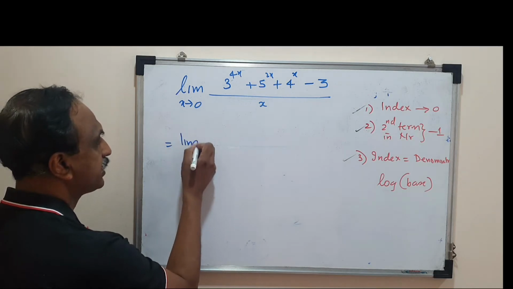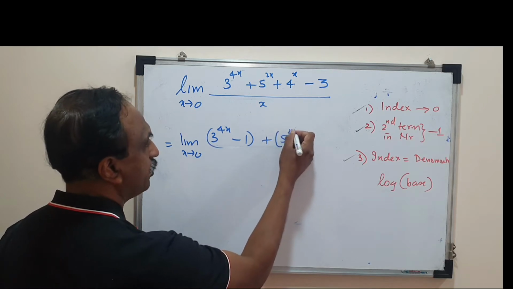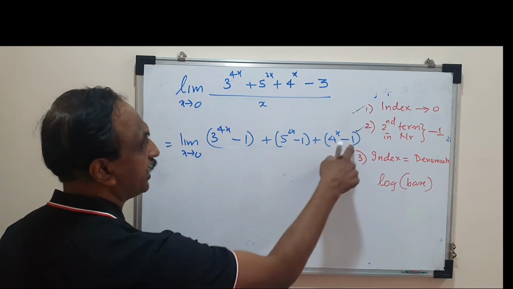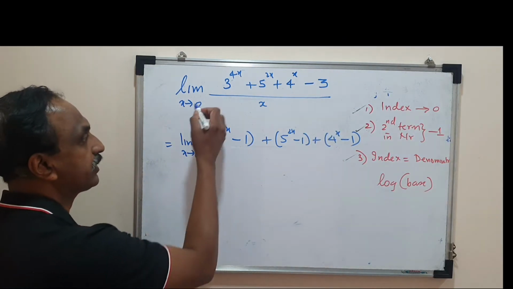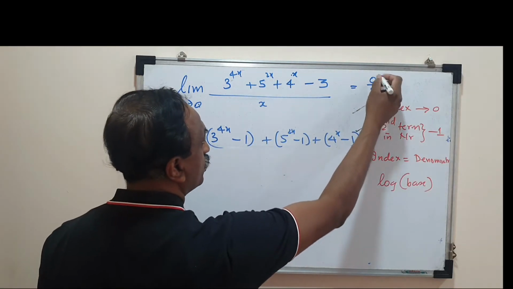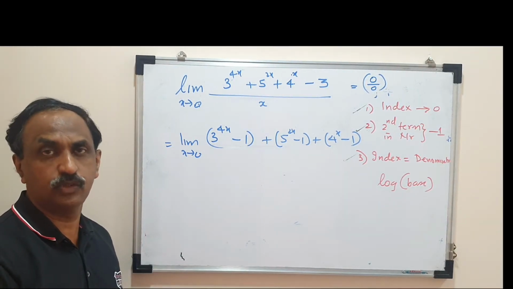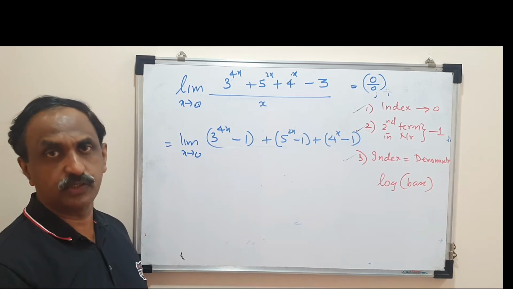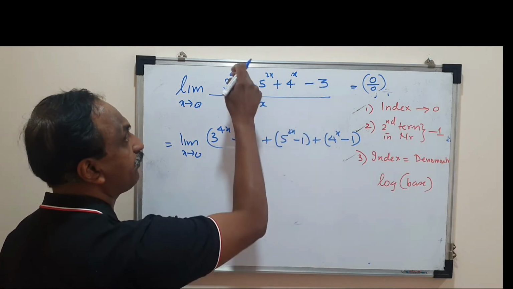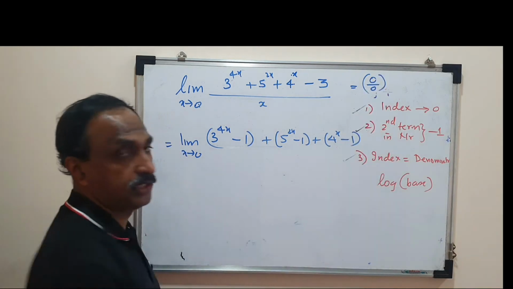For example, this can be written as 3 raised to 4x minus 1, 5 raised to 2x minus 1, 4 raised to x minus 1. How many minus 1? 1, 2, 3 and equal to minus 3. Because you know that when I replace x by 0, I should end up in 0 by 0. If it is not ending up 0 by 0, then we know directly the answer. If numerator alone is 0, answer is 0. If denominator alone is 0, answer is not defined. And if both are 0, then only we require the formula. So naturally, if there are three positive terms, this will become minus 3. Otherwise it will not end up in 0 by 0.